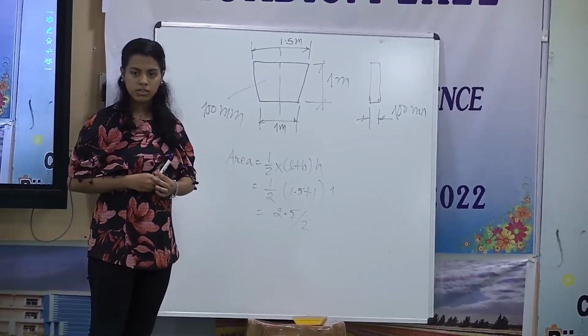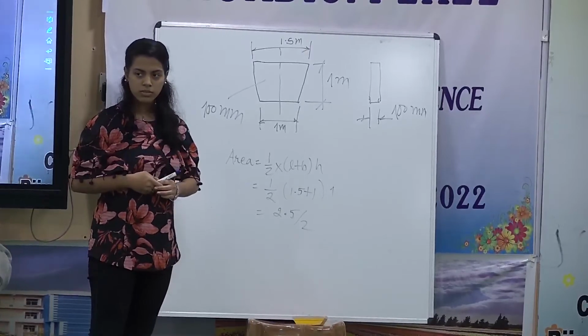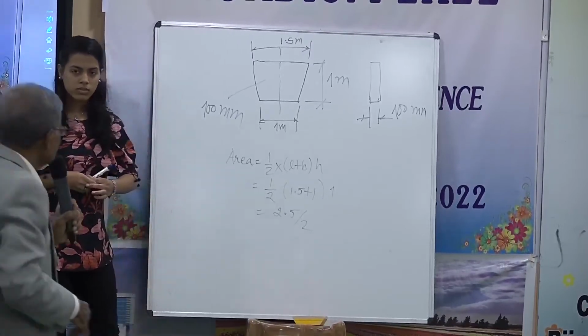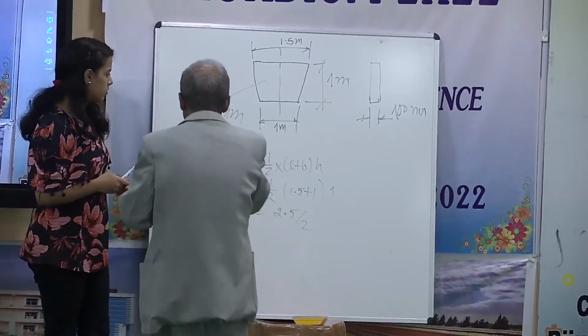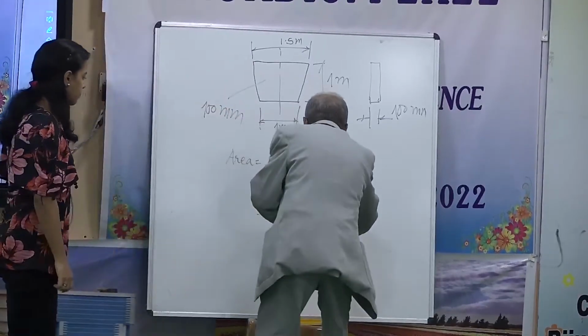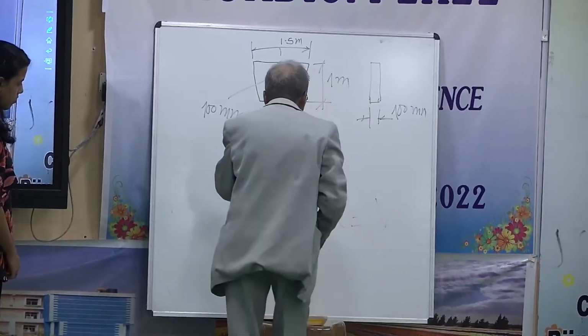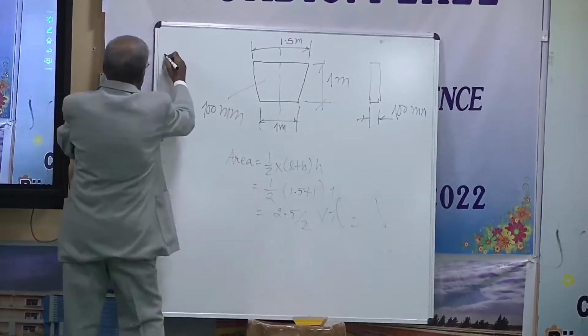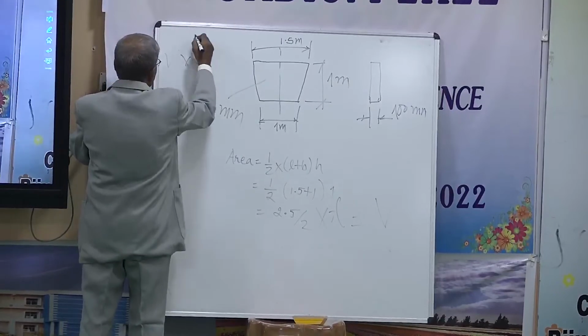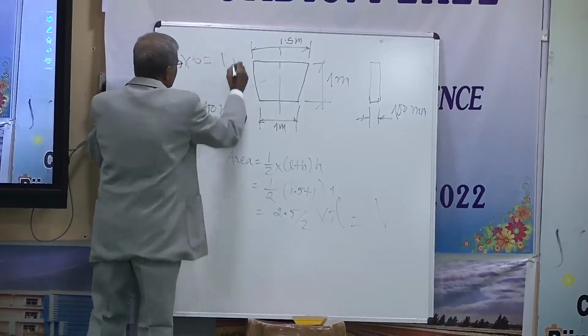Okay. Next page is the specific weight. That means this is the area into thickness T, that is the volume. So volume into density or specific weight, that is the weight.